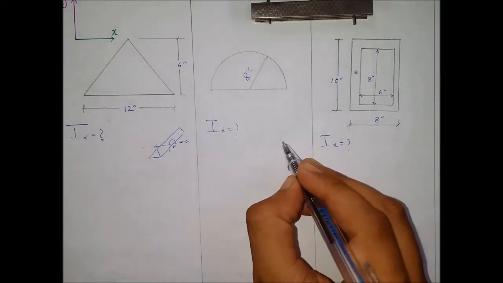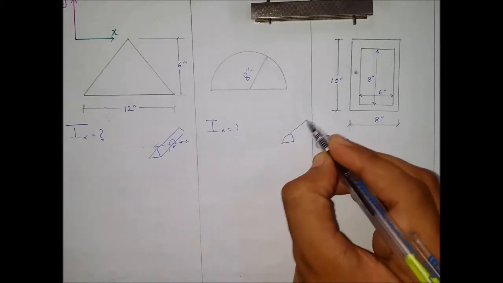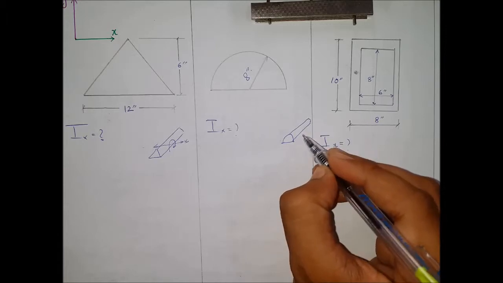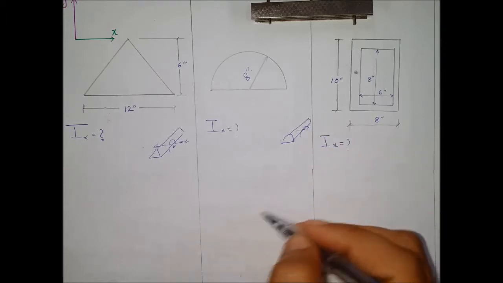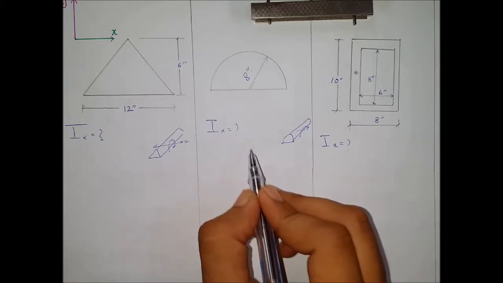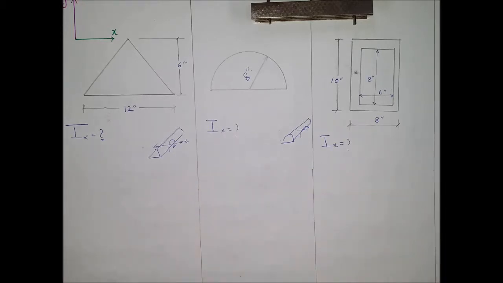Similarly, if it was a circular beam and the bending would have been occurring like this, so Ix will help the beam resist bending about the x-axis. Well, anyways, let's start with the calculation of moment of inertia.